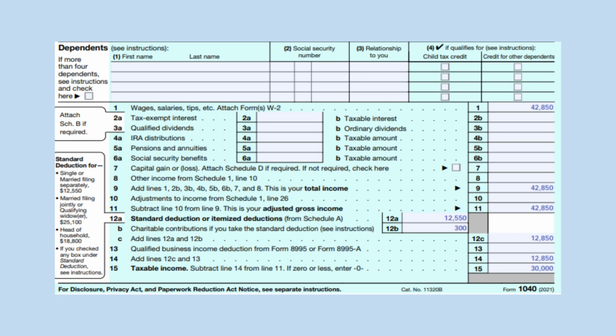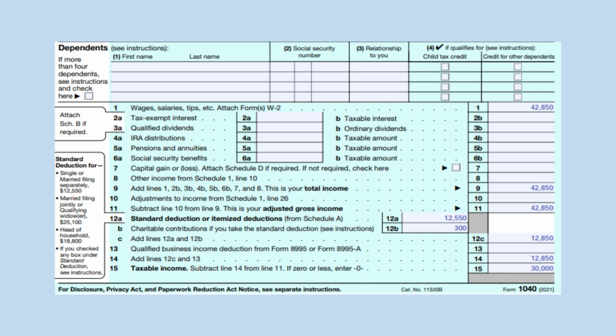On line 12A, put your standard deduction. Since you are single, it is $12,550. It is assumed in this example that your standard deductions will exceed your itemized deductions.